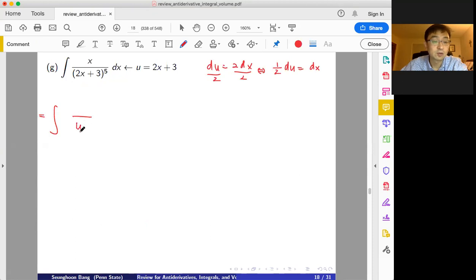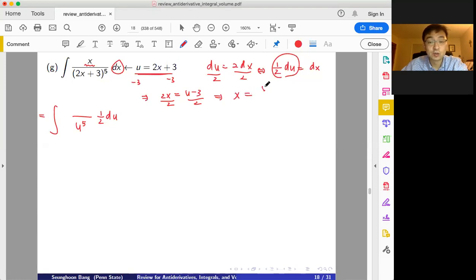So how can we change this? The bottom becomes u to the 5, and for dx we have 1 over 2 du. We have one trouble: how can we deal with x? We can use this relation. You can solve this equation for x. Subtract 3, so we have 2x equals u minus 3. You divide by 2, so we have x equals u minus 3 over 2. You plug this value into the numerator.